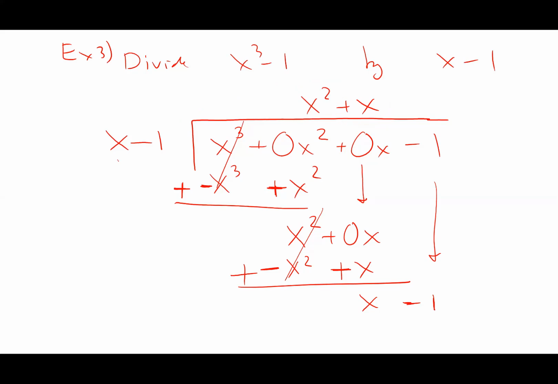Oh, okay, hold on. Let's see. What number times x gives you x? 1. Just a 1, a positive 1 this time. And if you're multiplying by 1, you're going to get the same exact thing, right? And if you're subtracting the same thing from itself, you're going to get a 0. Nice. There it is. So we divided x cubed minus 1 with a whole bunch of different zeros inside it by x minus 1.